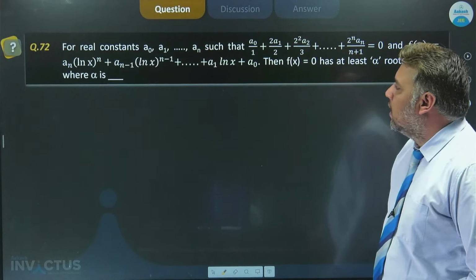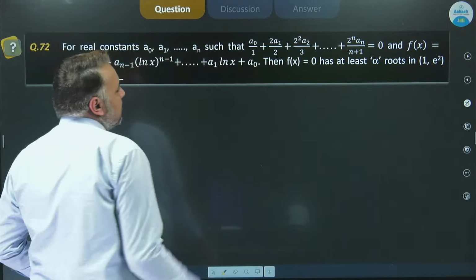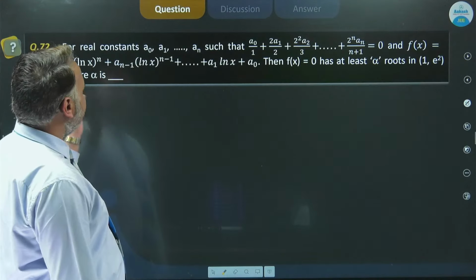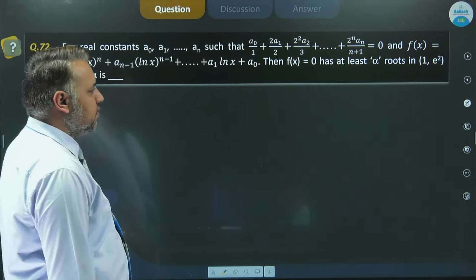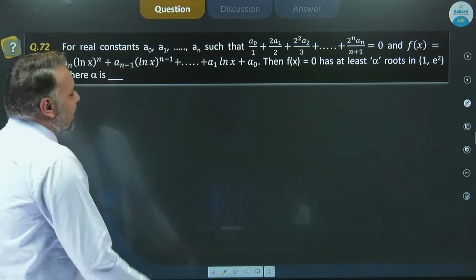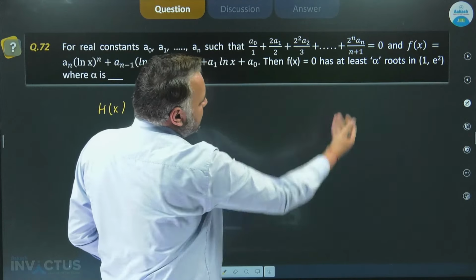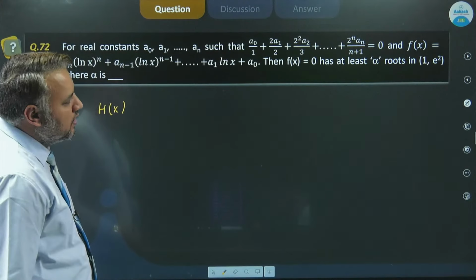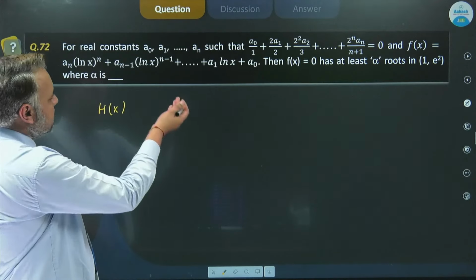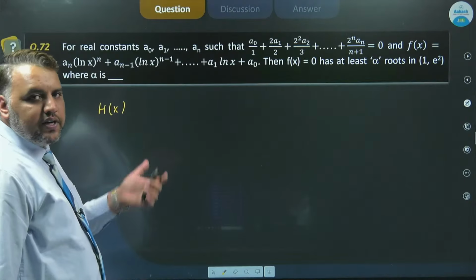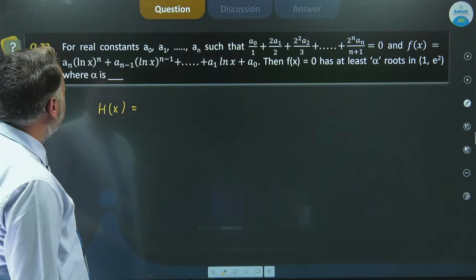Next question. For some real constants a0, a1 up to an, such that a relation is given between these constants, a function fx is defined, and then we have to comment on the minimum roots of fx is equal to 0 between 1 and e square. So let's assume a function hx, because when you comment on at least alpha roots in this interval, we can give a thought about mean value theorems. So if fx is given, we are taking a function which is actually the integration of fx.